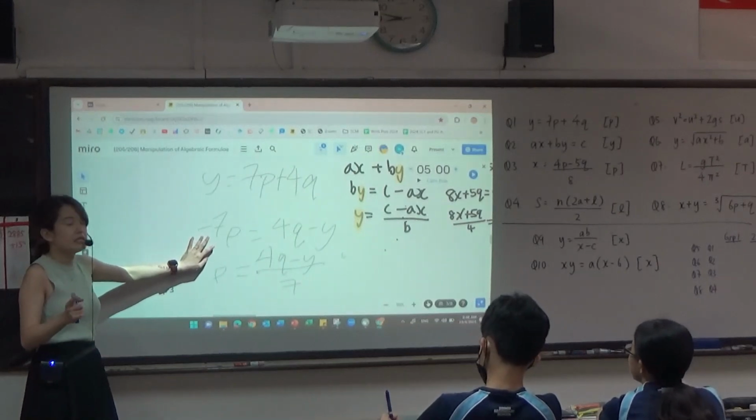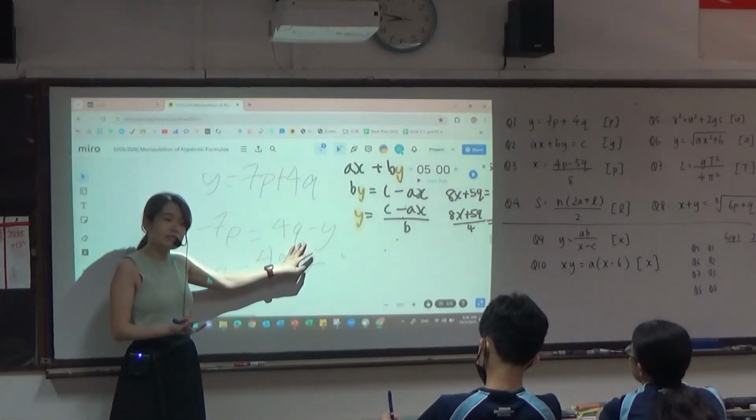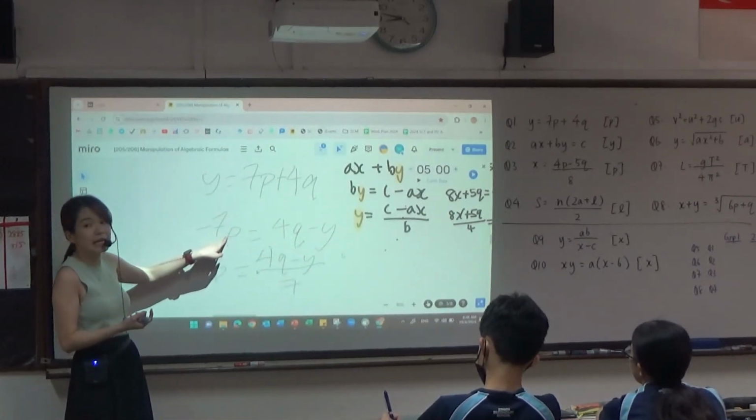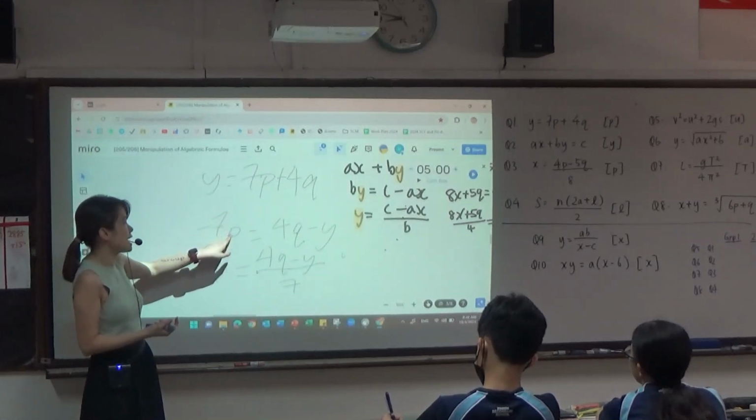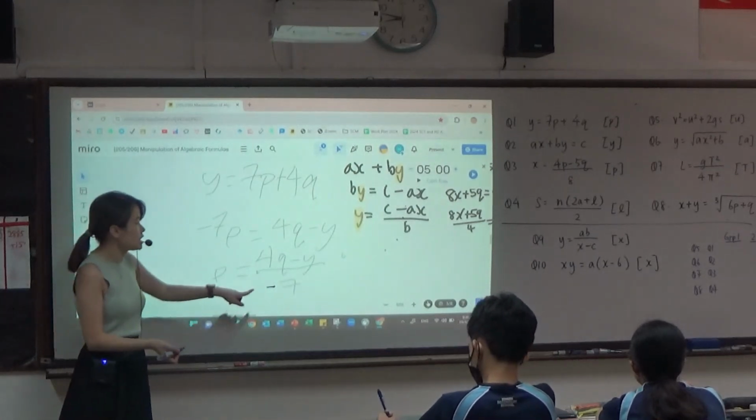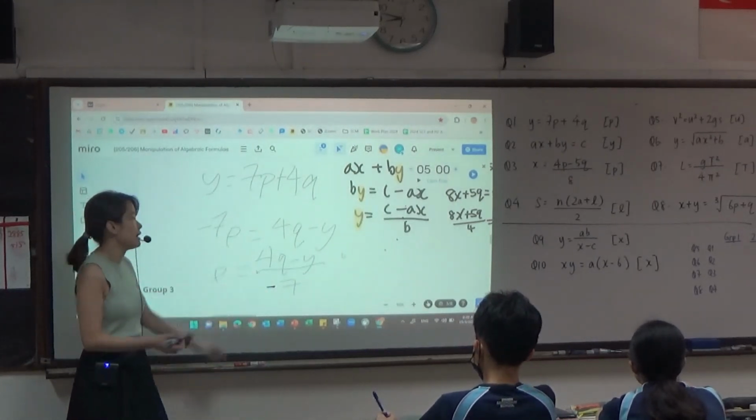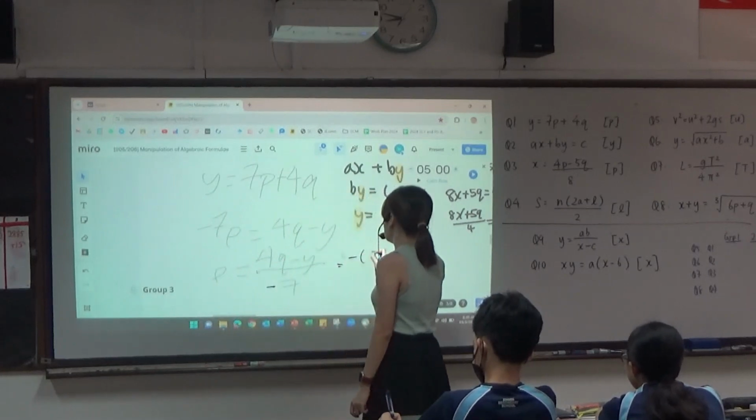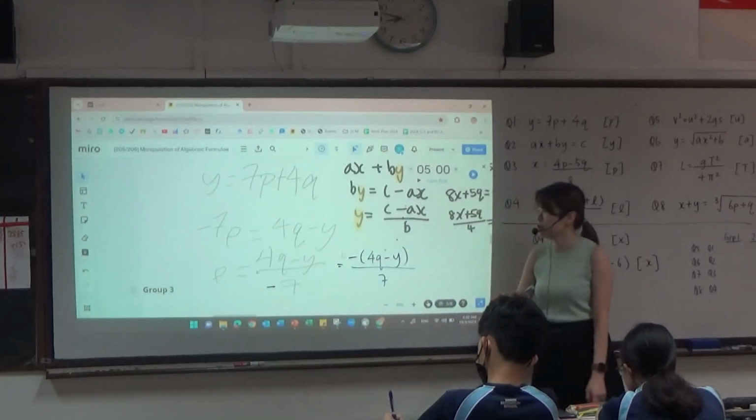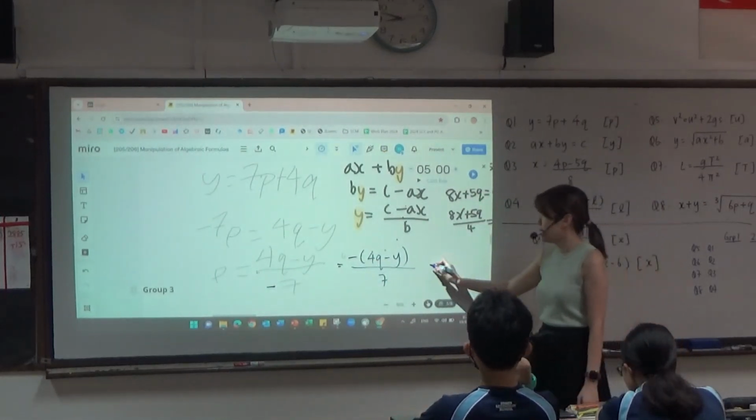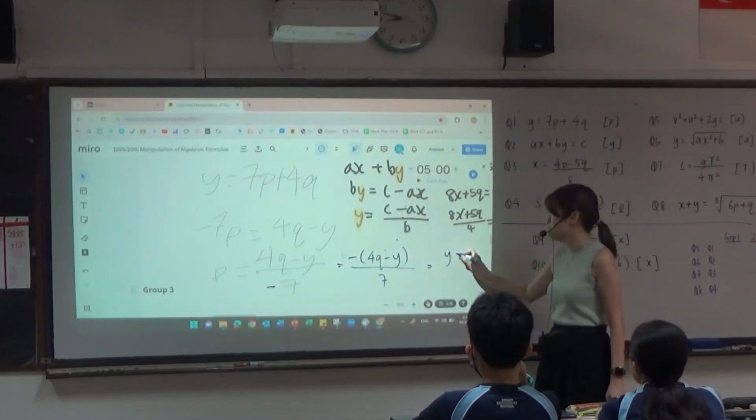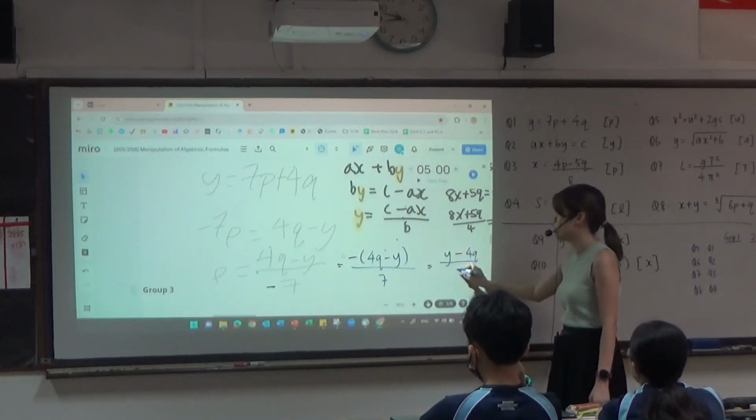Negative 7. So when you bring this over, it doesn't become a positive 7. When we bring it over, it is actually a division, because down here is a multiplication of negative 7 as a number times p. So it should have been a negative 7 over here. If I were to bring the negative up to the numerator, it would have given us a negative bracket 4q minus y. And we know that the negative sign outside, if I expand it, is as good as flipping. So I can write it as y minus 4q over 7.